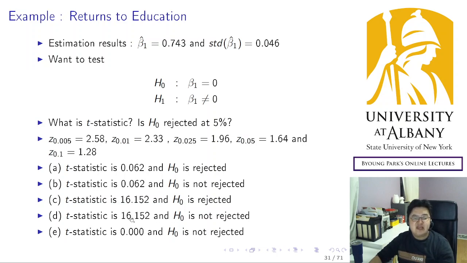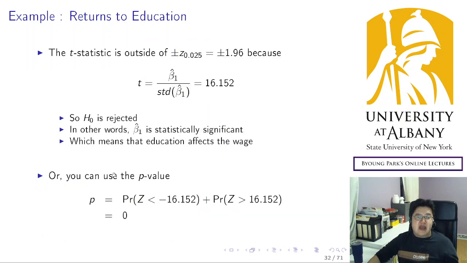And then the t-statistic is very large, so you have to reject the null hypothesis. A large t-statistic means the difference between the data and the hypothesis is too large. So reject the null hypothesis. The answer is C. Okay? And as a result, you can say the coefficient is statistically significant, right?